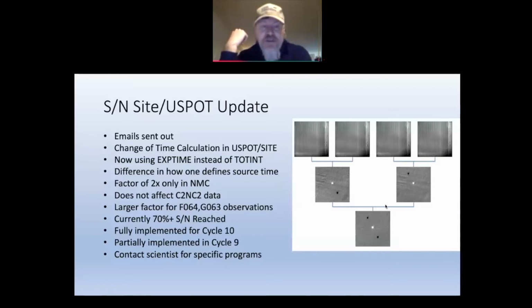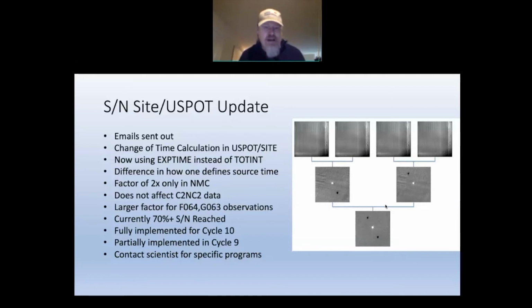So this has been fully implemented for cycle 10, and so all your cycle 10 proposals will have this all calculated properly. Cycle 9, we kind of retroactively try to adjust this for programs, depending on how important it was. So for some programs, for example, you're looking at bright sources, you're getting signal noise of several hundred in a few minutes. There is no reason to adjust the exposure times. However, on other faint sources and stuff, sometimes it was worthwhile to add some more time in, if we could, and extend these legs to try to reach the signal noise originally asked for.